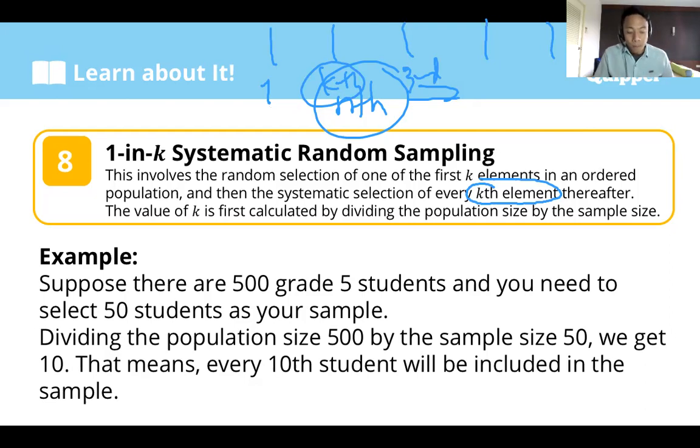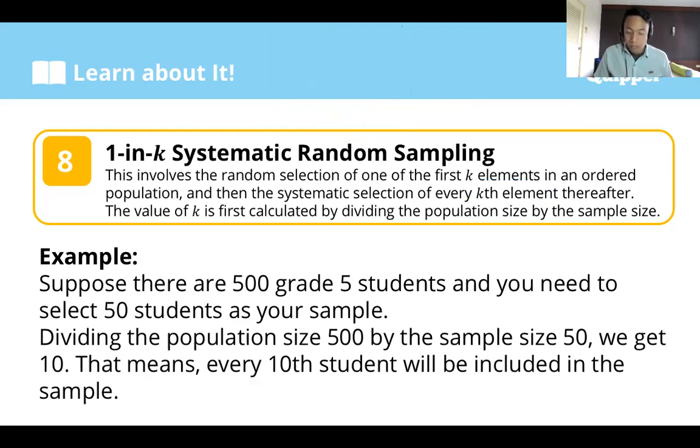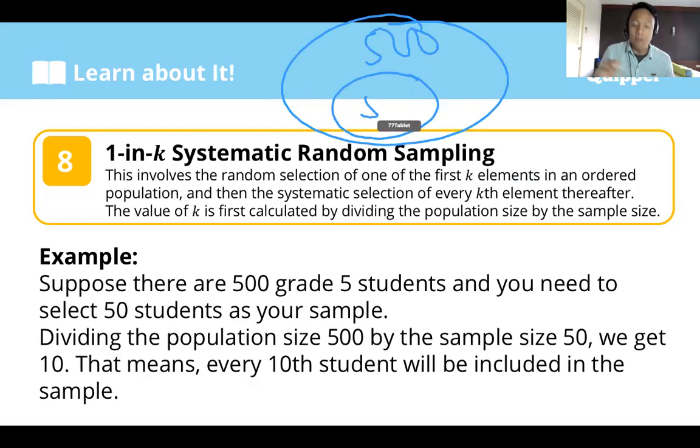So ano yung kth na yan? This involves random selection of one of the first k elements in an ordered population, and then the systematic selection of every kth element thereafter. The value of k is first calculated by dividing the population size by the sample size. Suppose there are 500 grade 5 students. That will be your population. You need to select only 50 students as your sample. 500 population, you will just need 50.